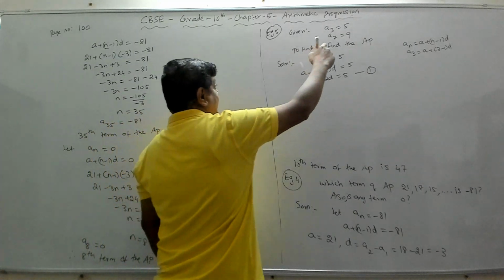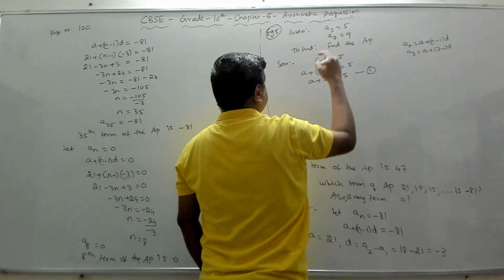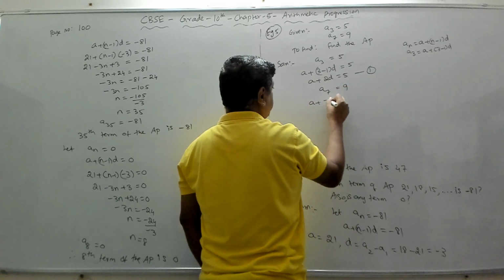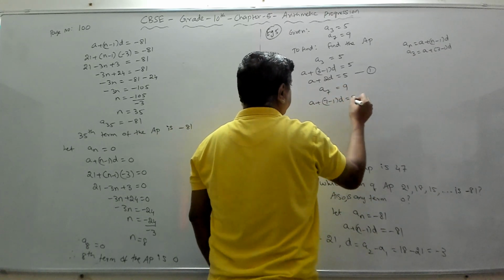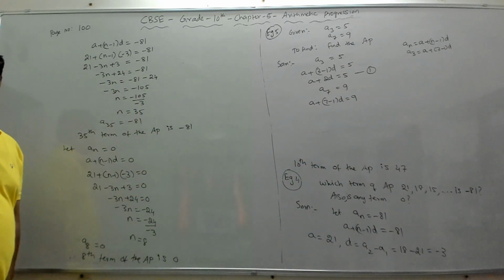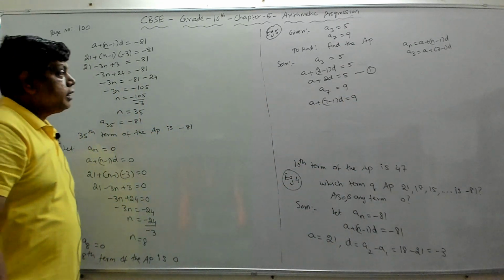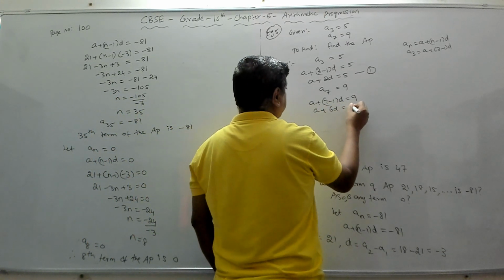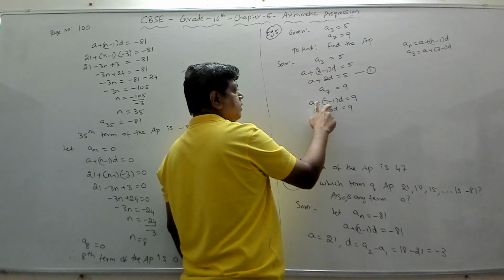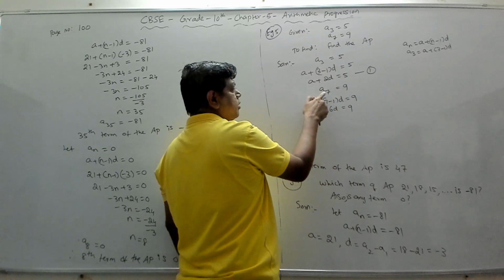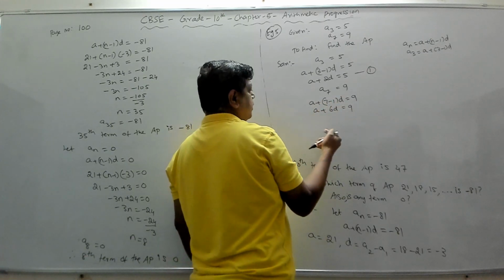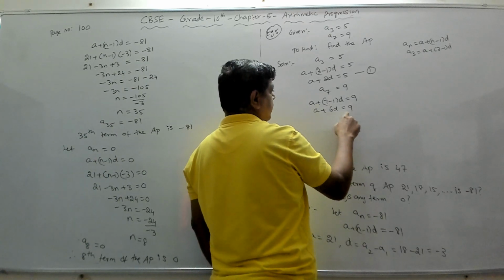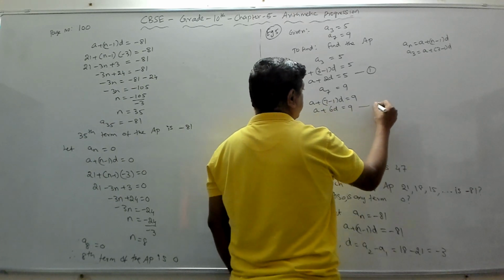Then the second one is A7 is 9, which means the seventh term of the AP is 9. A7 can be written as A plus 7 minus 1 into D, that is equal to 9. So A plus 6D equal to 9. Again here, in the place of N I am putting 7. So A7 is A plus 7 minus 1 into D, and A plus 6D is 9 because 7 minus 1 is 6. Now this is your second equation.